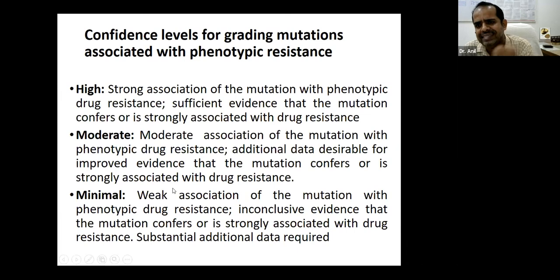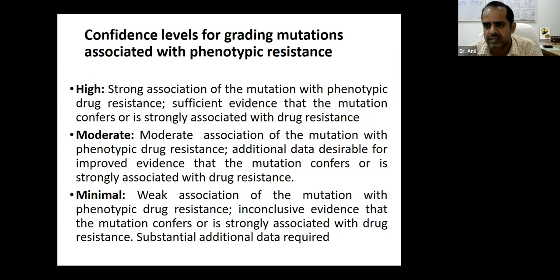Once the SNP, the mutation, is identified, then comes the job of identifying the confidence level for the mutation to be associated with phenotypic resistance. A lot of mutations are identified, but some mutations are benign and do not confer resistance. If there's a high confidence, a strong association, it is known to cause phenotypic resistance. It is reported as resistance.